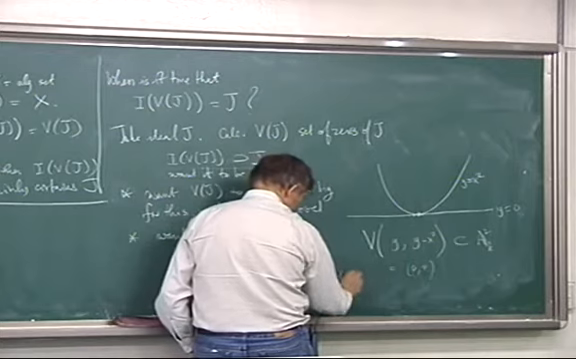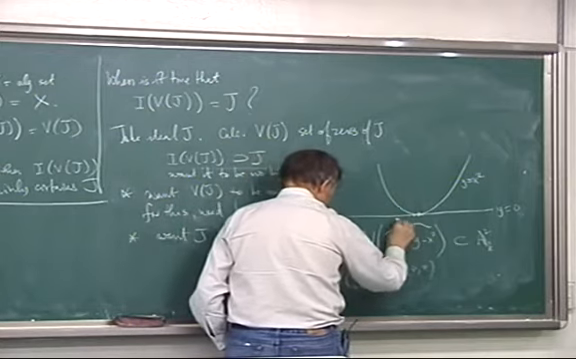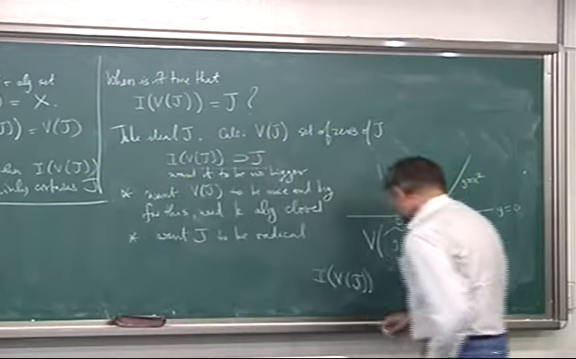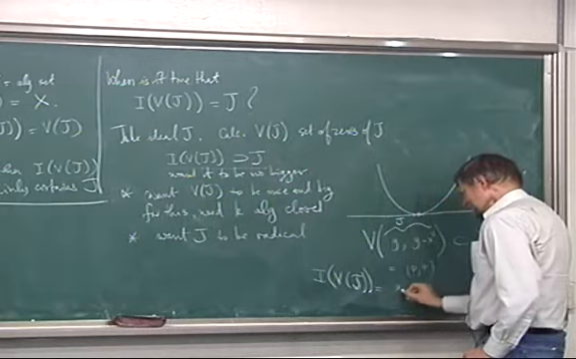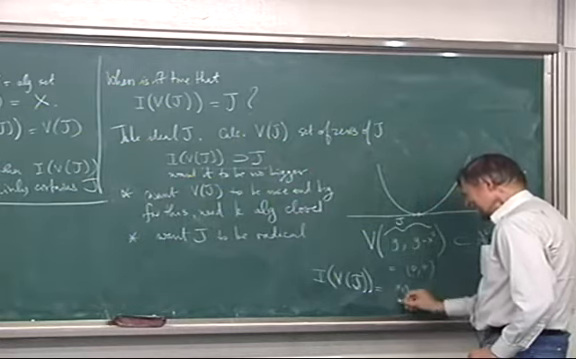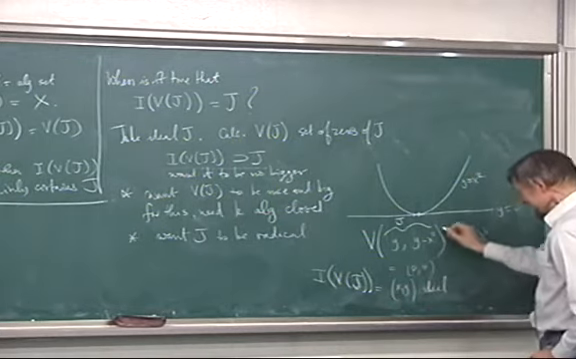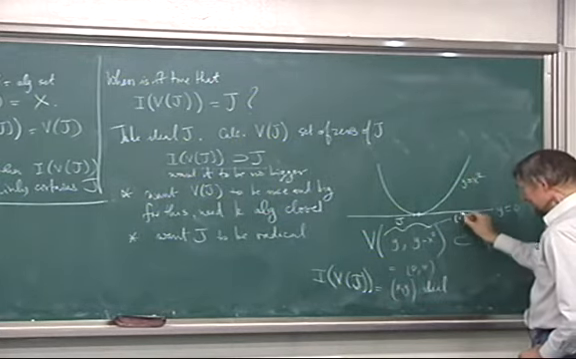And so when I do I of V, I of V of this J, let me call this J, right? What I'm getting is the ideal x, y. And that's bigger than this ideal. This ideal here is the ideal x squared, y.